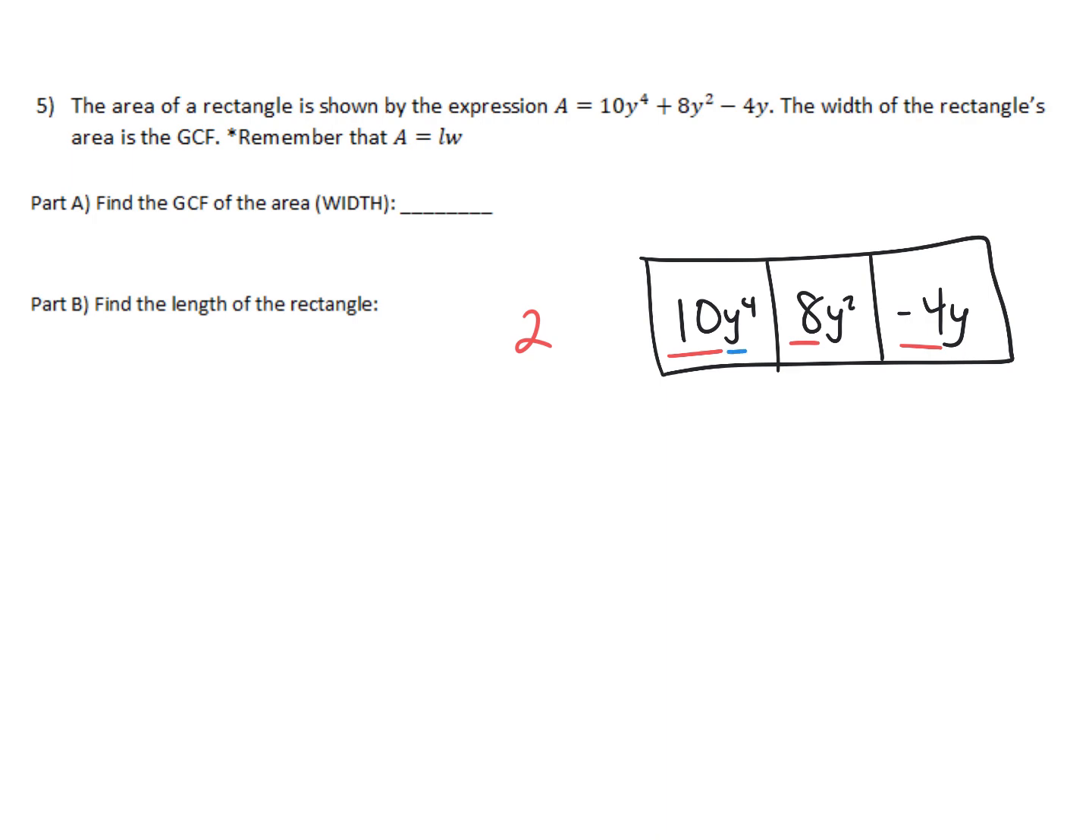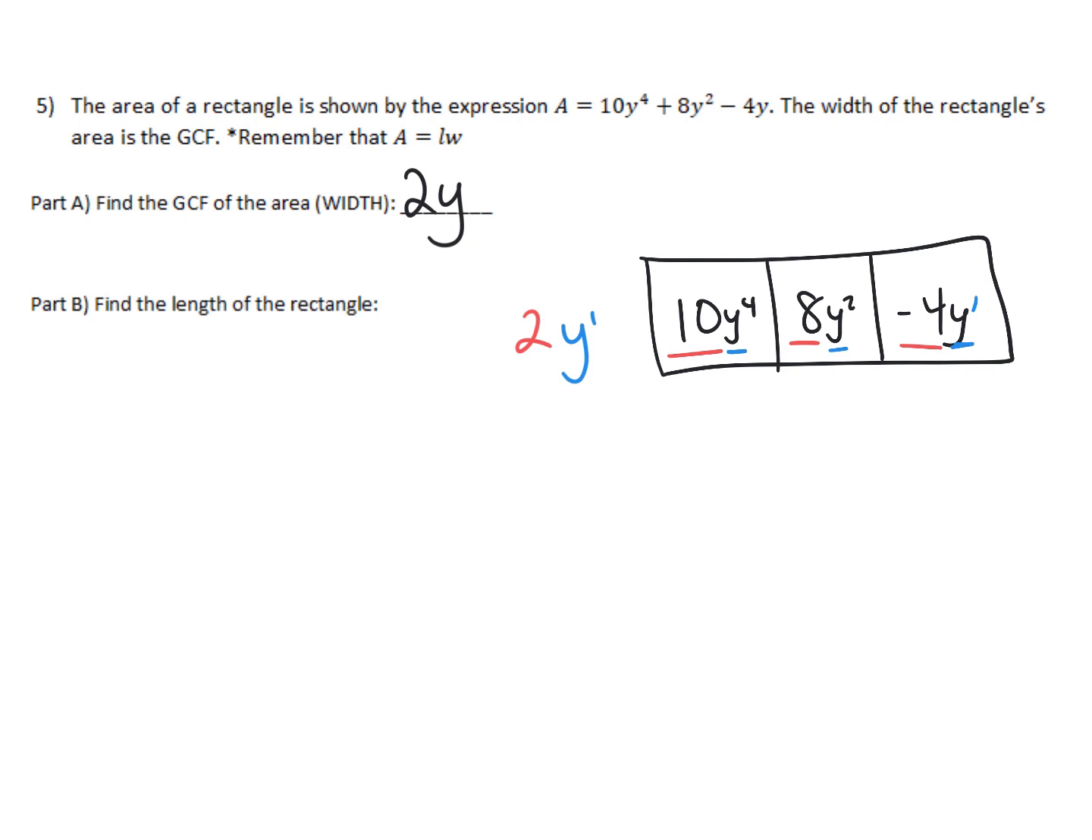Now look at the variables. They all have a y. In fact, the only thing that they have in common is a y to the first power. Okay? You have to use the lowest exponent of the y, and that's first power. So that's our GCF, that's our width. So 2y to the first power.